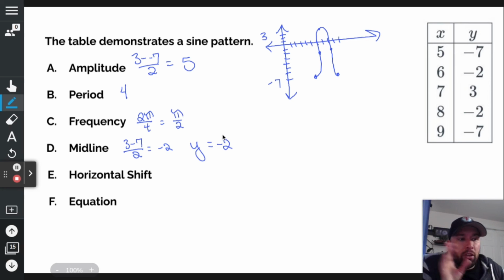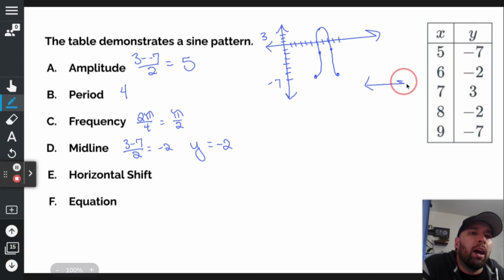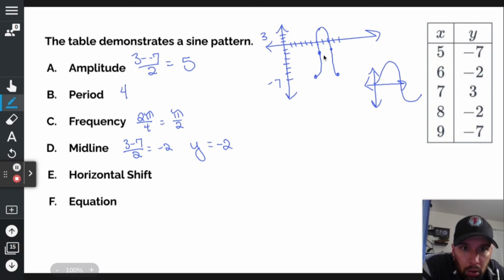The horizontal shift. Now, be careful. It's tempting to say, don't you go right 5 because that's where you start? No, that's where a negative cosine would start. Sine starts when everything is right in the middle and then works its way up. The regular sine graph looks like this, right? So we wouldn't start down at the bottom. We would start here. So the way we get to this guy is not right 5, but rather right 6. So the horizontal shift is going to be positive 6.